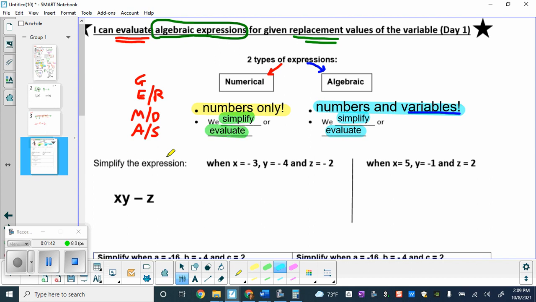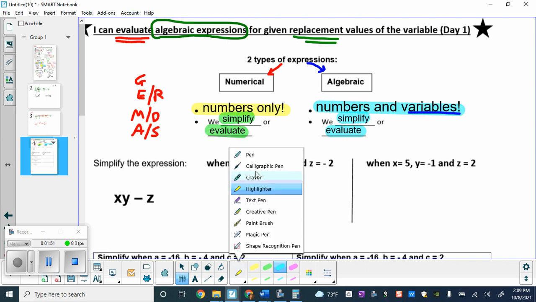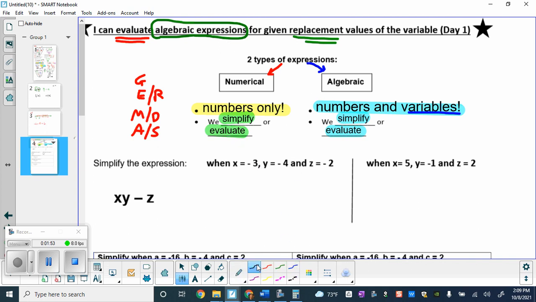So when it says here to simplify the expression xy minus z, when x is a -3 and y is a -4 and z is a -2, I'm going to show you guys now how to actually plug these in. When you see two letters next to each other like that, y'all, it actually means to multiply. So when you see the x and the y like this, that means to take the -3 for x. The y is a -4. And then we're going to subtract z, which in this situation is a -2.